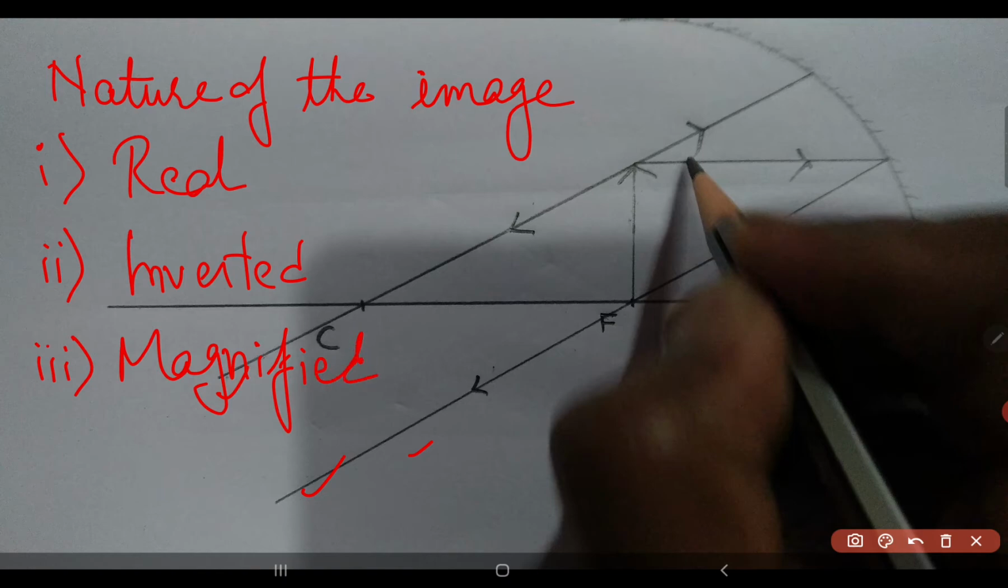The size should be magnified. And the last one is where it is formed: at infinity. Formed at infinity, right. So I hope you have understood this also. Let us go to the last case of concave mirror.